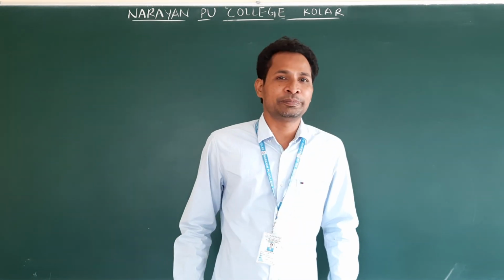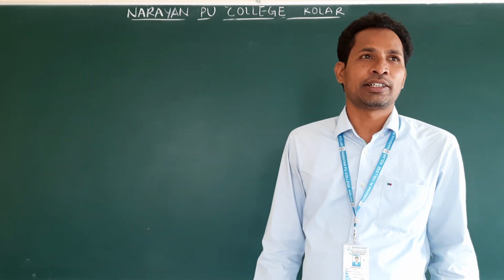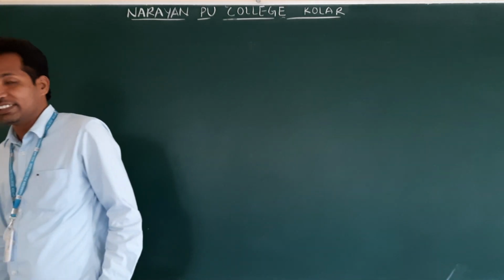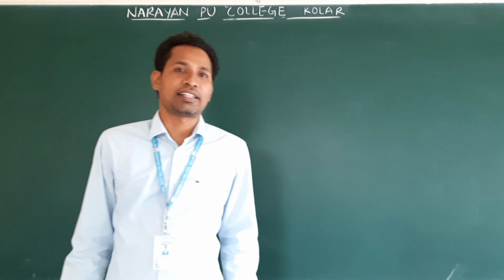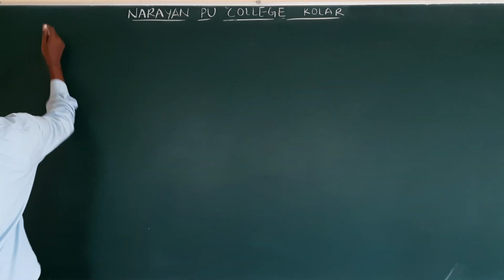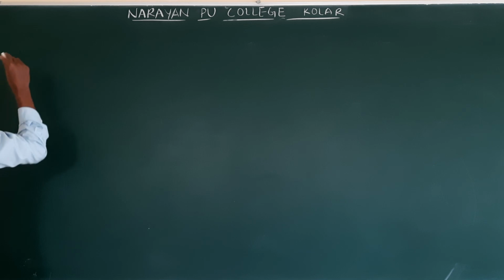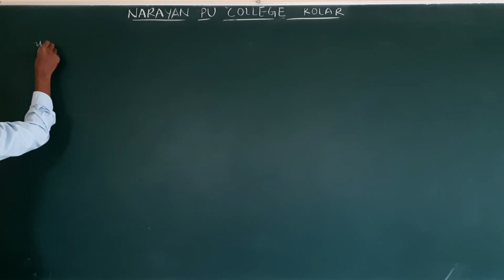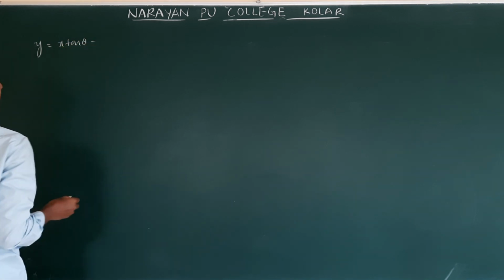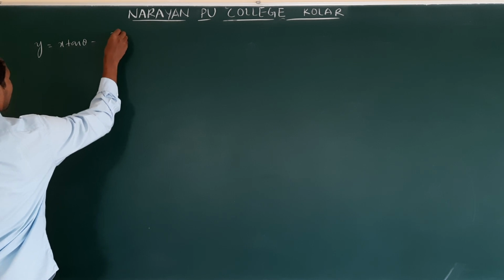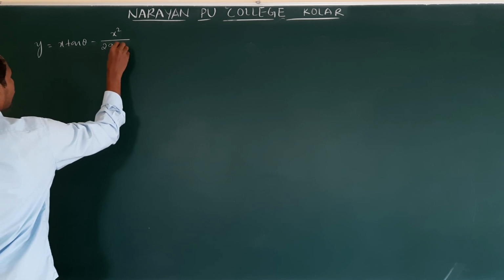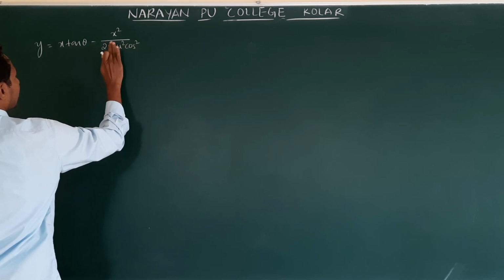Yeah, good morning, students. In the last class, we have seen projectile motion, and we proved that the path of the projectile is a parabola, or the trajectory of the projectile is a parabola. In that, we have seen the main equations. The equations which we have seen: y is equal to x tan theta minus x square by 2 u square cos square theta.